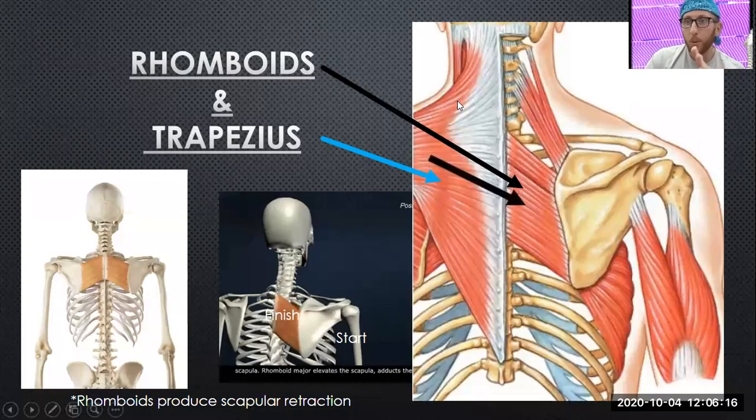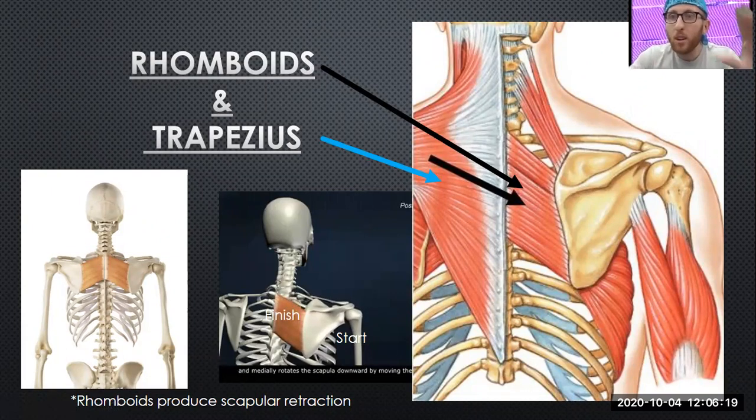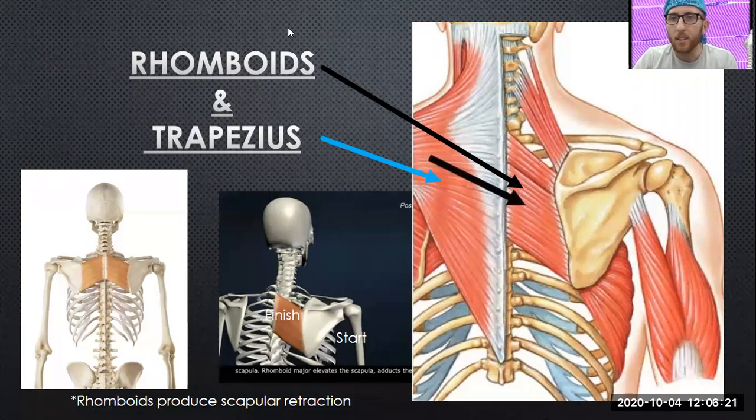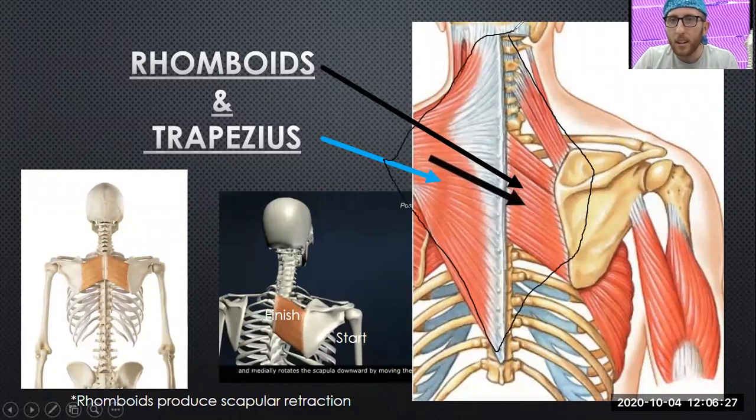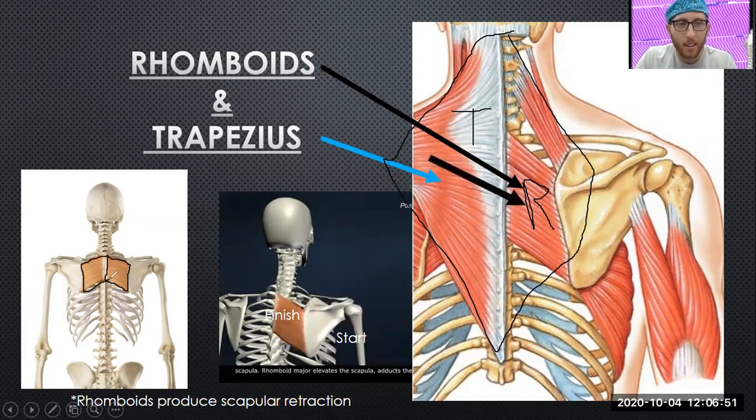Next up, we've got the rhomboids and the trapezius. This is like the middle back region here. So if I were to draw on this, it'd be down here, kind of forming a diamond-type shape or a rhombus, however you want to look at it. But within there, you've got the trapezius on this side and the rhomboids are deeper. On the right side of this skeleton, they've removed the trapezius so that you can see the rhomboids. And here the rhomboids are by themselves. Take a look down here, kind of forming that rhombus-type shape.